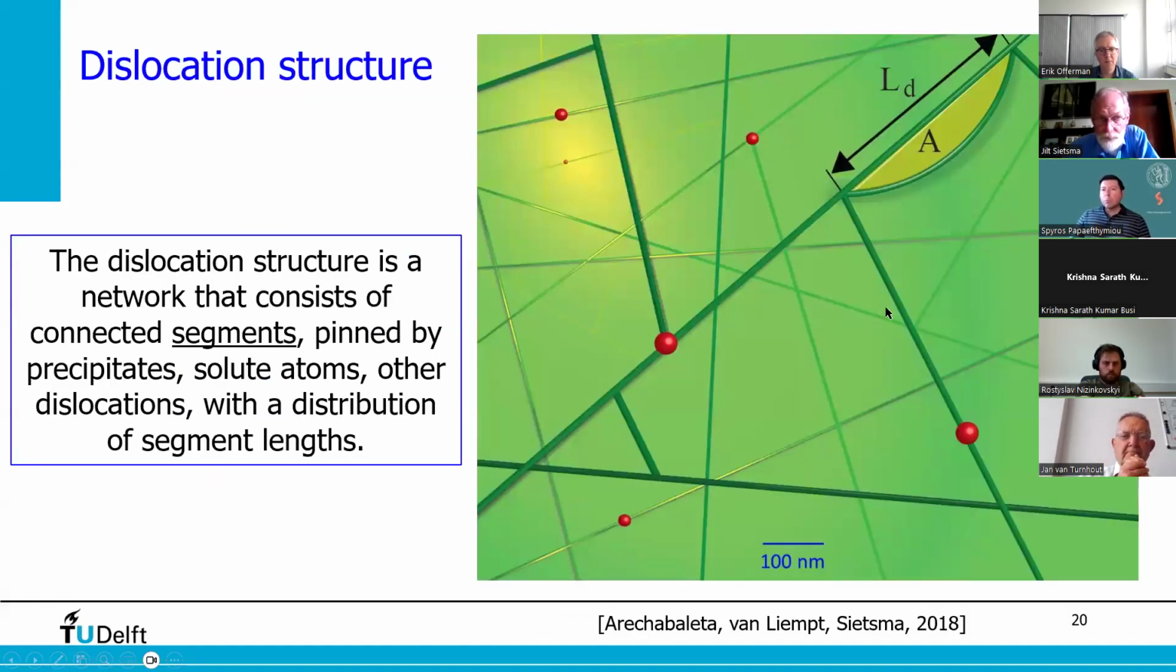So what happens? Then we look at the segments. We come back to the segments. As I said, the 3D dislocation network, the dislocation structure, consists of segments between pinning points. We made this schematic picture here. What is indicated here is that this segment of length L_D is pinned between these two points. When you apply a stress, it starts bowing out and it covers a certain area A.